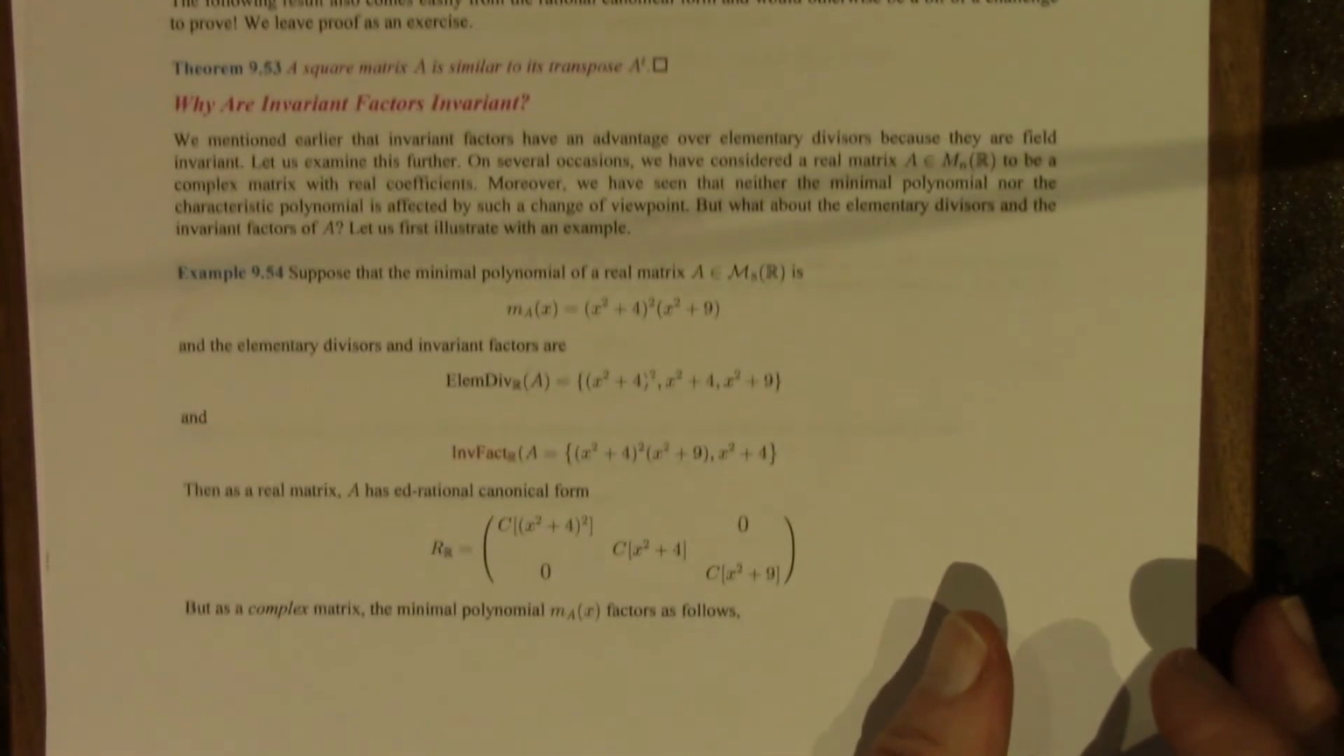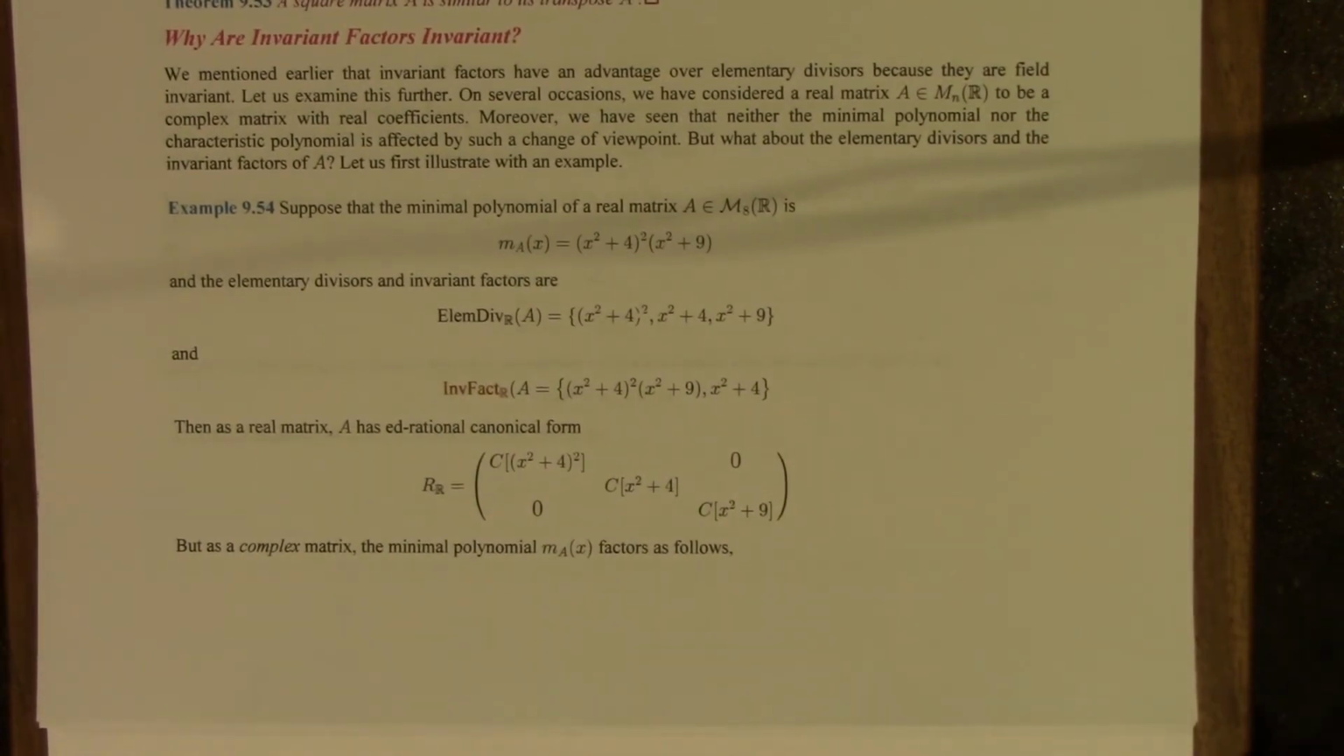Let's conclude this lecture by explaining why the invariant factors are really invariant. On several occasions, we've considered a real matrix to be a complex matrix that happens to have real coefficients. And we have seen that neither the minimal polynomial nor the characteristic polynomial is affected by a change of base field, an upgrading of the base field. What about the elementary divisors and the invariant factors?